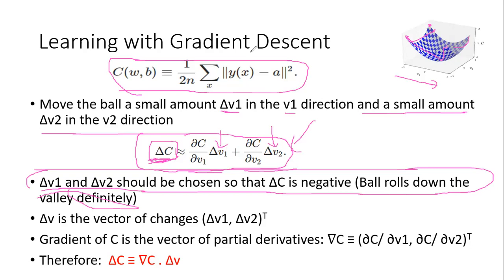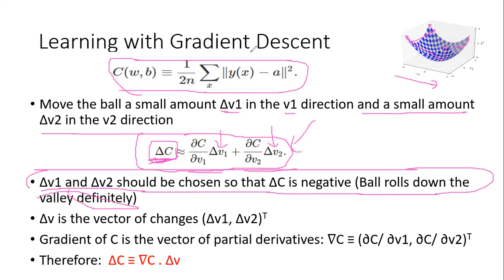Yes, sir. Why are we multiplying the derivative by the rate of change? Why are we multiplying the derivative by the change? Can anyone tell me that? What is dC by dV1? How will you define that? It is the rate of change of the cost with respect to V1. At what rate is it changing? Why do we multiply it by delta V1? Delta V1 is the change we introduced to check what impact it will have on the cost function in this direction. So the new cost function will depend on how much we changed.